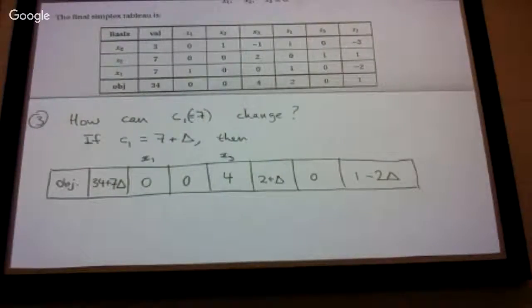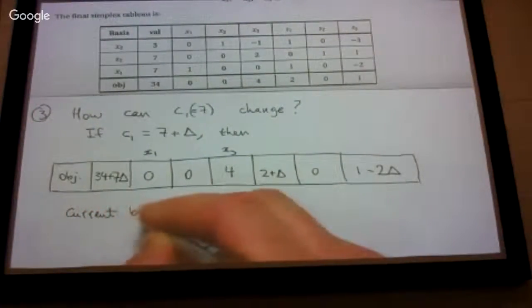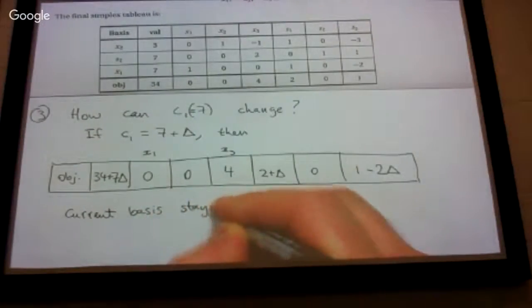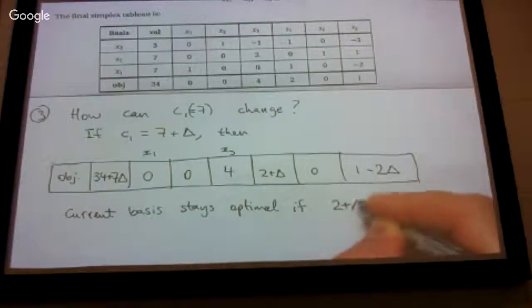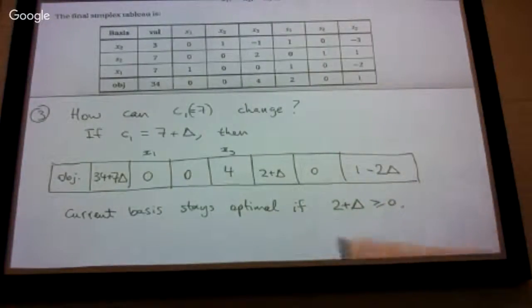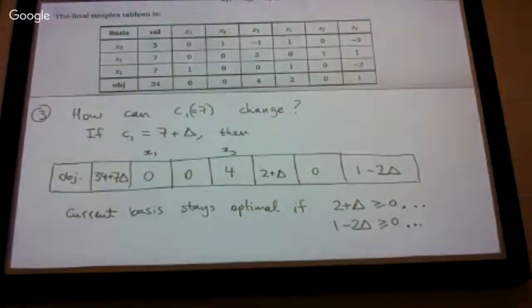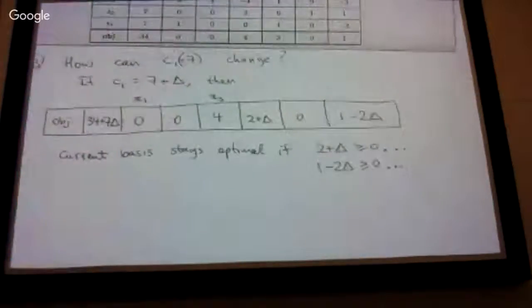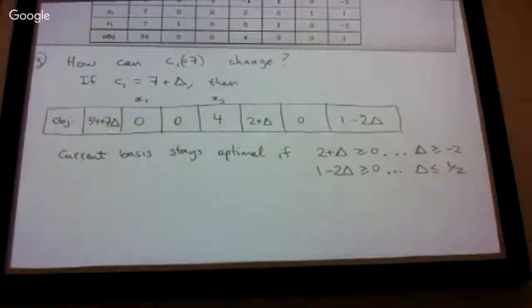Again, if we want the current basis to still be optimal, then we want to avoid any negative numbers. So we have 2 plus delta greater than or equal to 0, and 1 minus 2 delta greater than or equal to 0. So this is delta greater than or equal to minus 2, and this is delta less than 2.5, I guess.